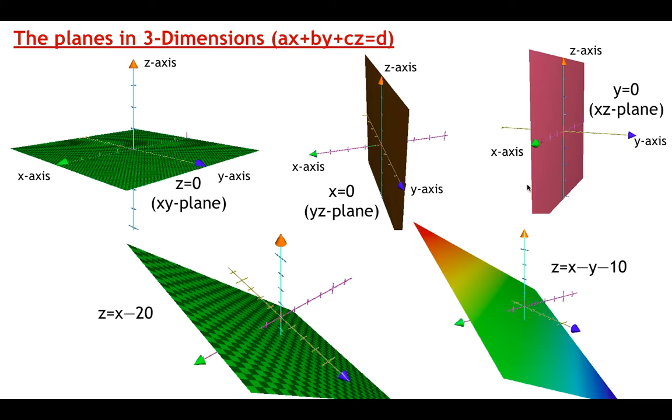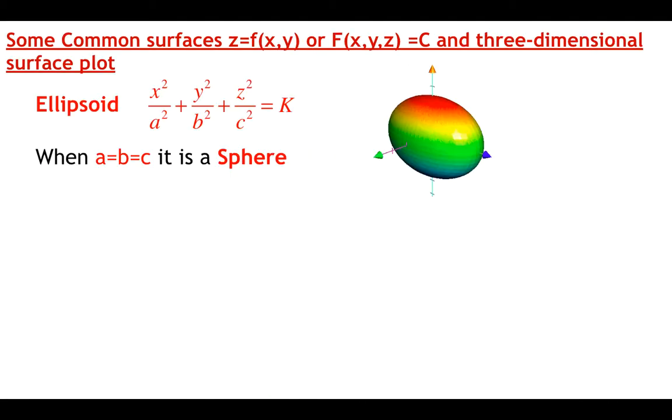Okay, so we can draw planes in 3 dimensions, and these are the basic equations: z equal to 0, x equal to 0, y equal to 0. These are the planes perpendicular to the z-axis, x-axis and y-axis, and then there are slant planes. The general equation of a plane is ax plus by plus cz equal to d. Then also there are some common surfaces, z equal to f of x, y, or f of x, y equal to a constant, and I'm going to show you some of the three-dimensional surface plots.